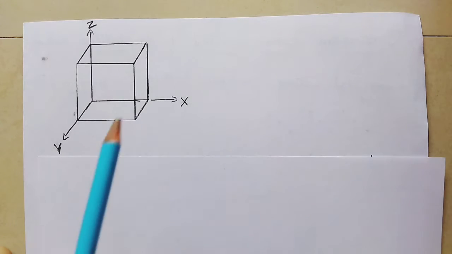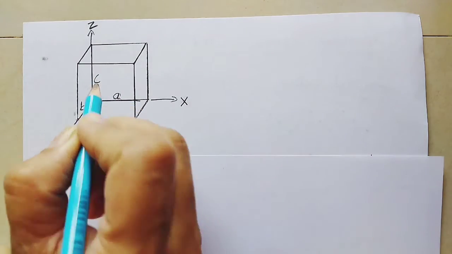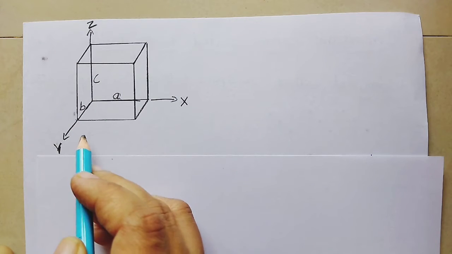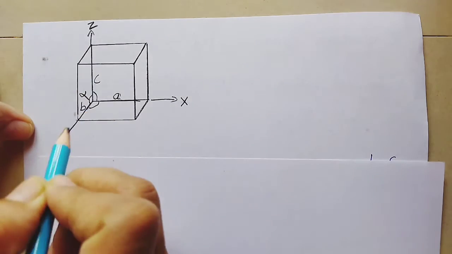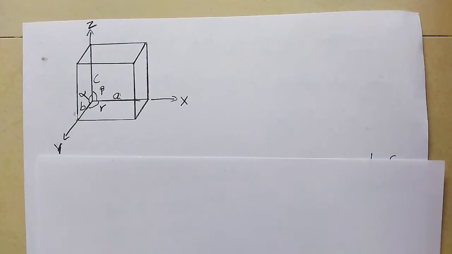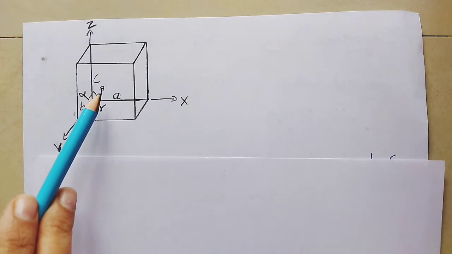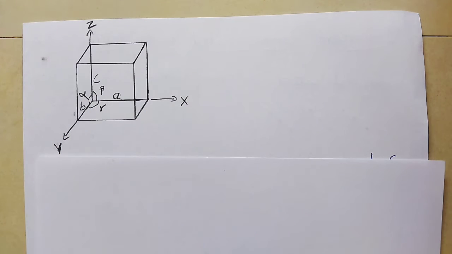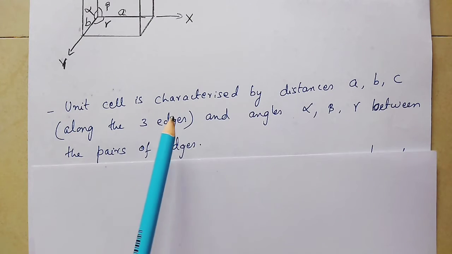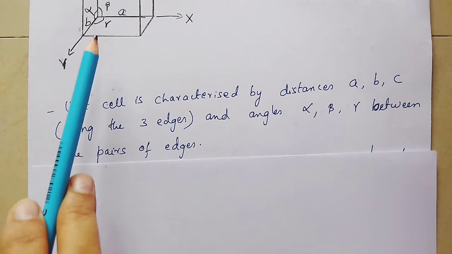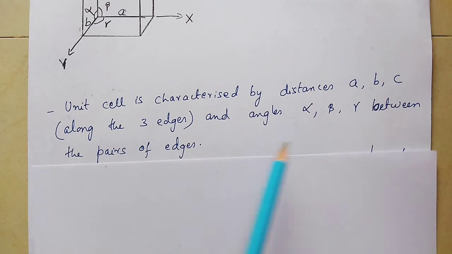If you consider this as a unit cell, it is characterized by distances a, b and c along the three edges along the x-axis, y-axis and z-axis. It is also characterized by angles alpha, beta and gamma between the pairs of edges. So alpha is the angle between edges b and c, beta is the angle between edges a and c, and gamma is the angle between edges a and b. Therefore, a unit cell is characterized by distances a, b and c along the three edges and angles alpha, beta and gamma between the pairs of edges.